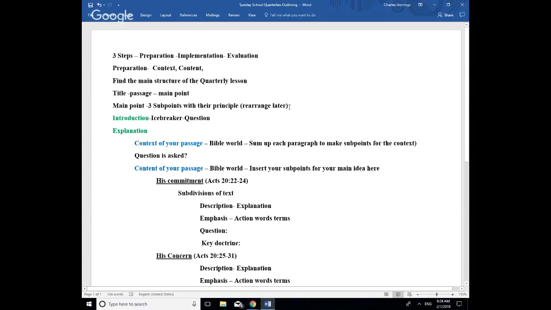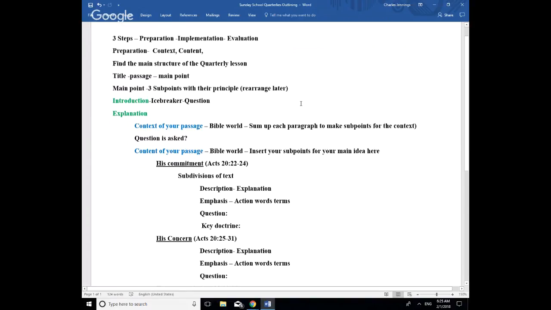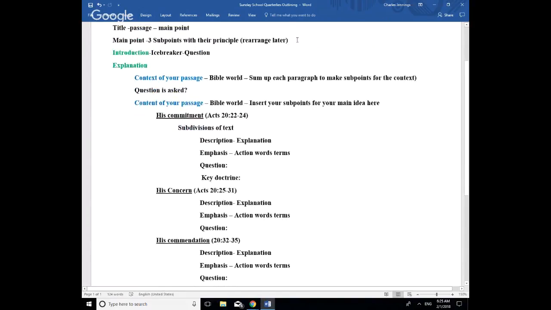And then you can come back and rearrange this later into a different format. But basically, here's the order of things. First off, like any other speaking or teaching, there's an introduction. It's a written introduction, and they'll have an icebreaker in there where they'll bring something in from the modern world, and they'll ask a question of the audience. Then you get into explanation.